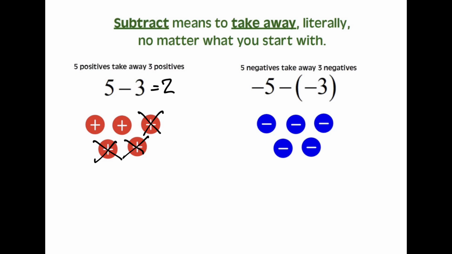Okay, started with positives because that's what you know. Now, what if you start with negatives? So I have 5 negatives, and they're right there. I want to take away 3 negatives. It's in parentheses to show that it's a -3 and not a subtract 3. It's almost like it's boxing it for you. So I have 5 negatives, and I want to take away 3 negatives. 1, 2, 3. So what are we left with? 2 negatives.